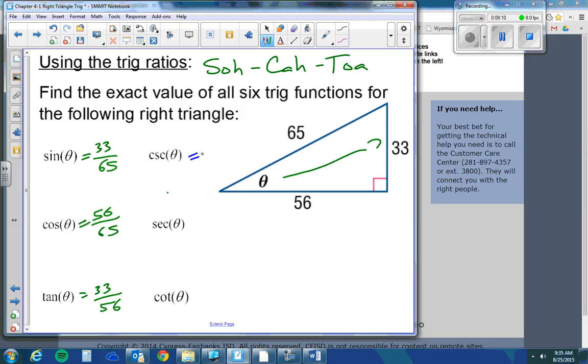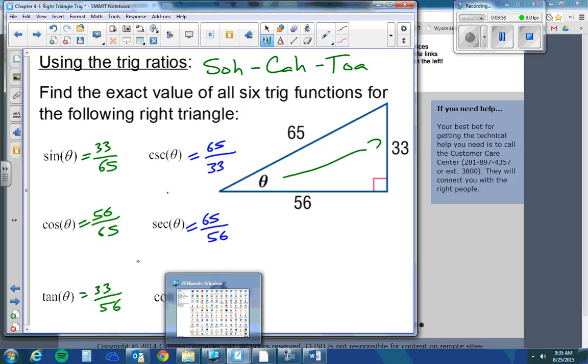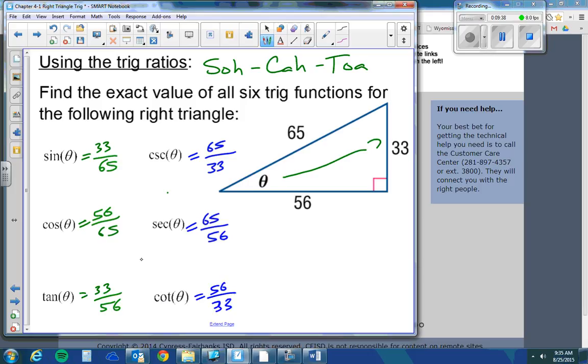So cosecant is reciprocal sine. Secant is reciprocal cosine. So they both have hypotenuse on top. And then cotangent is reciprocal tangent. If you look at the picture, it's adjacent over opposite. But usually I just write tangent down and just flip it. Okay?